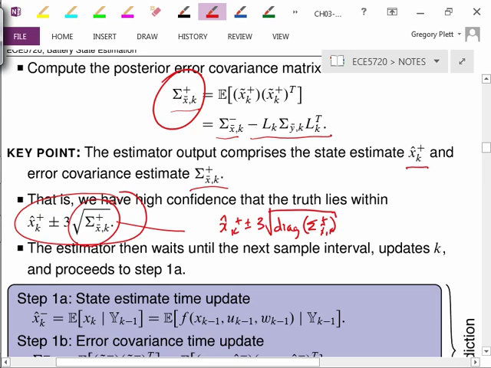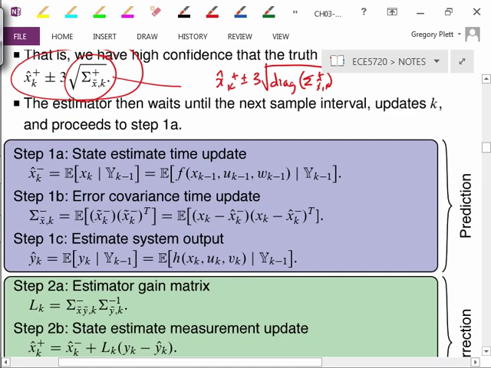We take the diagonal elements, which are the variances, and we take the square root to get the standard deviations, and we can add and subtract 3 standard deviations. That's one iteration of the filter. We wait until the next sample interval point, we update k, and we proceed.